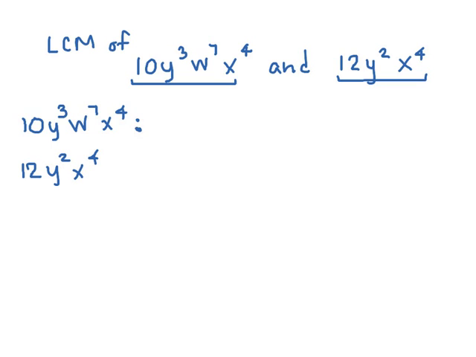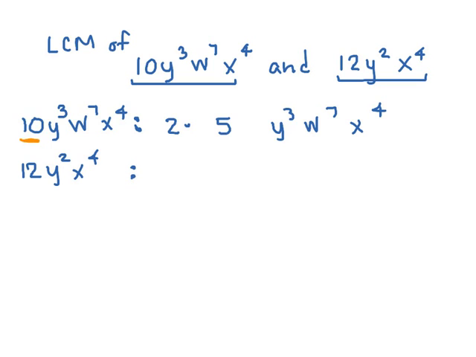Okay, so let's list out our factors. The first thing we're going to do is look at our coefficient here. So 10, we're going to break that down into its prime factors. So we have a 2 times a 5. Let me move my 5 a little bit over here. And then if I look at our variables, we have y cubed, we have w to the 7th, and we have an x to the 4th. So these are my prime factors.